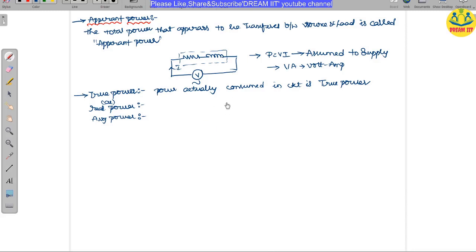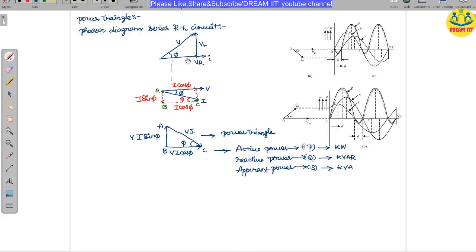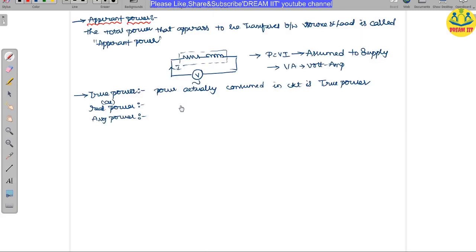Why is it called true power? If you see this triangle, this is I cos phi, this component which I am highlighting. This component is in phase with the voltage vector, that is, with the reference vector. So that is why the power actually consumed in the circuit is called the true power or active power. Active power is also a valid name for true power, average power, real power, all are the same.